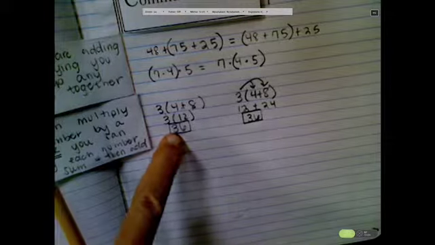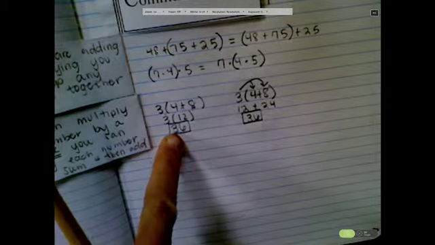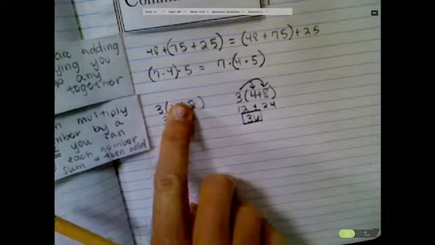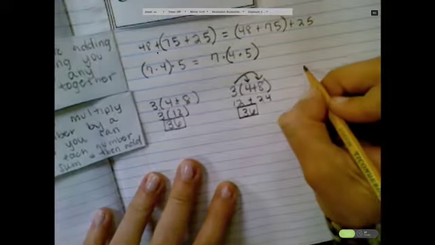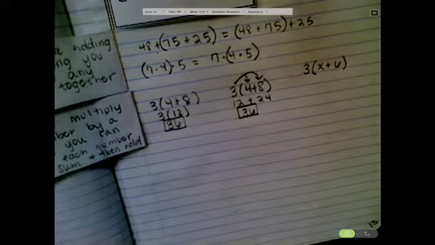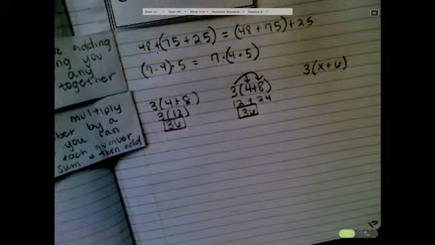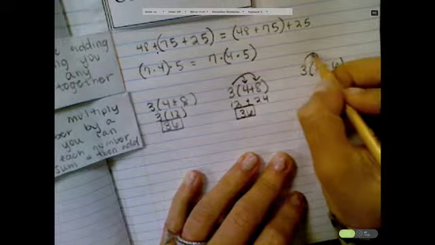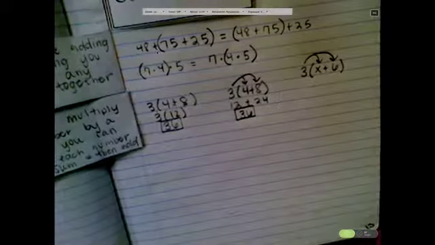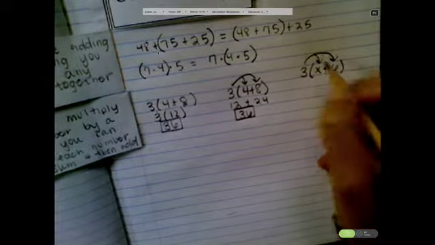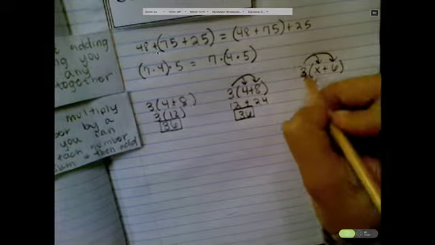But the reason why we use the distributive property so often is because sometimes you don't know what one of these is equal to. For example, if you had 3 times x plus 6, now I can't add x and 6 because I don't know what x is equal to. So instead of trying to add x plus 6, I'm going to simplify by using the distributive property to distribute the 3 to the x and the 6. So 3 times x and 3 times 6.